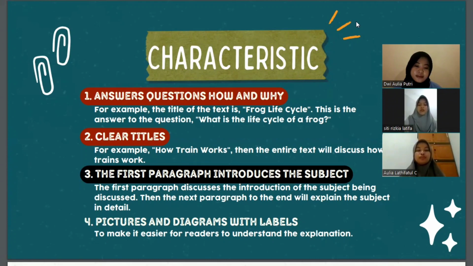3. The first paragraph introduces the subject. The first paragraph is the introduction of the subject being discussed. Then the next paragraphs to the end will explain the subject in detail, or with pictures and diagrams with labels to make it easier for readers to understand the explanation.